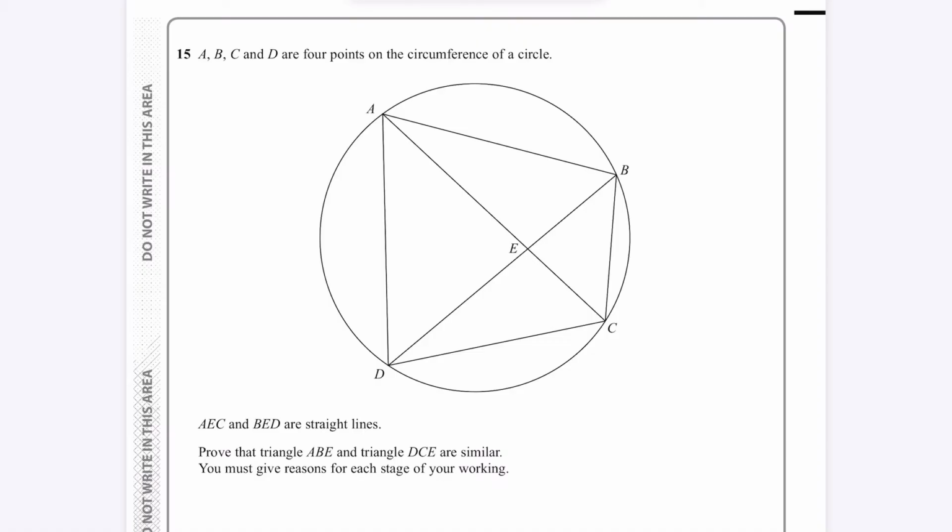So let me get my highlighter out. So ABE, where is ABE? So that's that there to there, there to there, and there to there. And the other one is DCE, so that's there to there, there to there, and there to there.